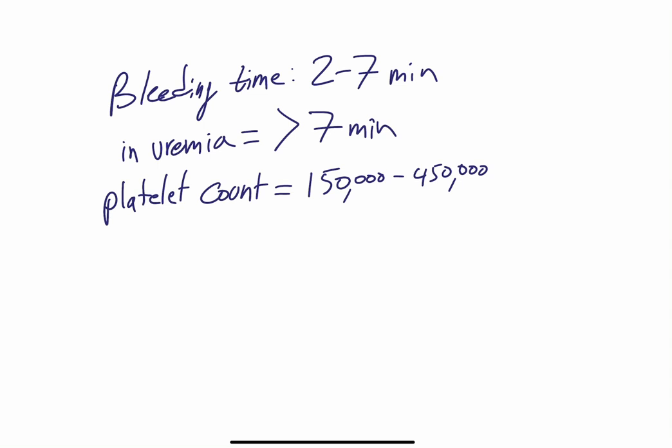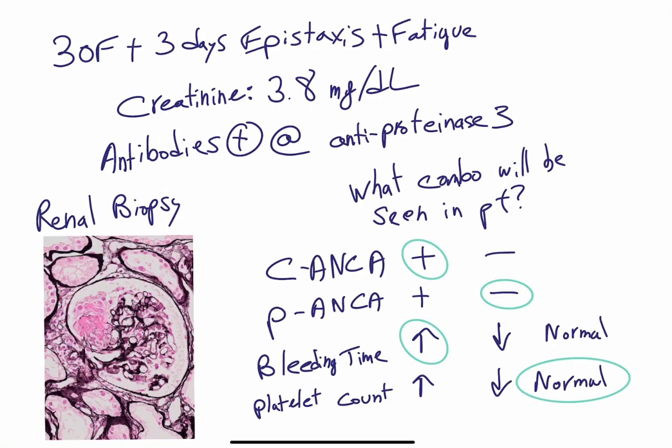Now, bleeding time is normally 2 to 7 minutes. In uremia, it's going to be above 7 minutes, despite the platelet count remaining in the 150 to 450,000 range. So the correct answer here is increased bleeding time, normal platelet count, C-ANCA positive, P-ANCA negative.